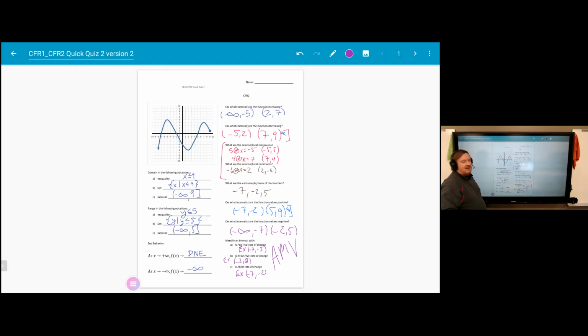Set notation, the set of all numbers in y such that, again, that's that vertical bar, y is less than or equal to 5. Interval notation, however, negative infinity to 5. I put that nice bracket on 5 because I said it touched up here.